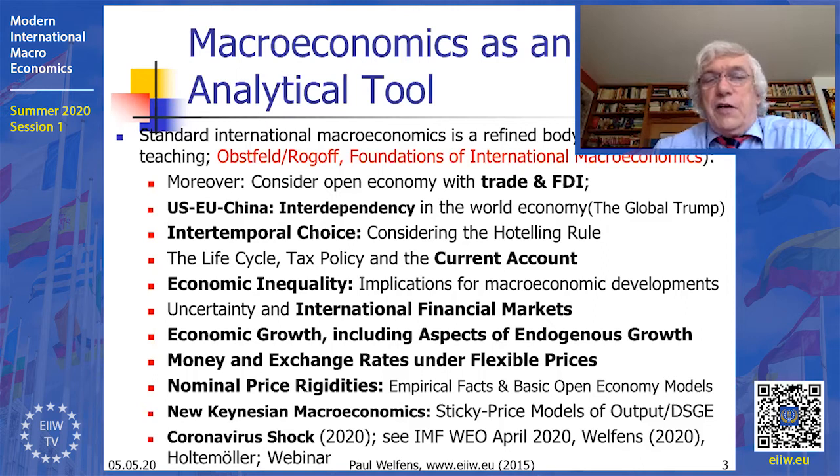We then can look at the role of nominal price rigidities or other related aspects, imperfections in markets, let's say. And that brings us then to new Keynesian macroeconomics. So we have sticky price models, market imperfections, and in the practice of central bankers and also the European Commission, we would look at dynamic stochastic general equilibrium models.